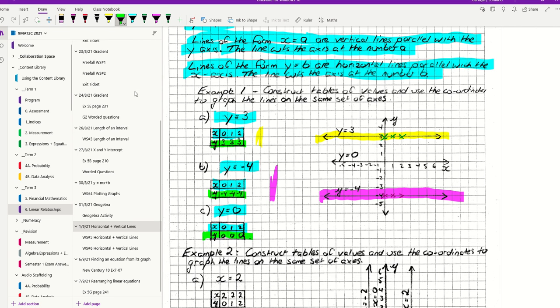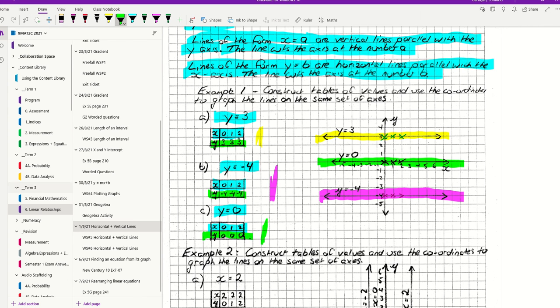Now my last one is y equals 0. So again I have my points there: x equals 0, y equals 0, x equals 1, y equals 0, and x equals 2, y equals 0. What we have is this line through here, which we can also see is our x-axis. So that is showing that learning point. We understand that the line y equals 0 is our x-axis.